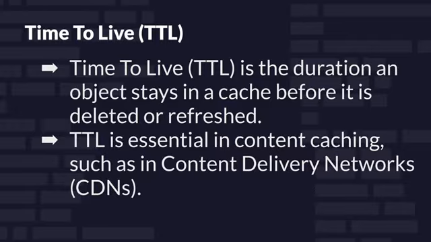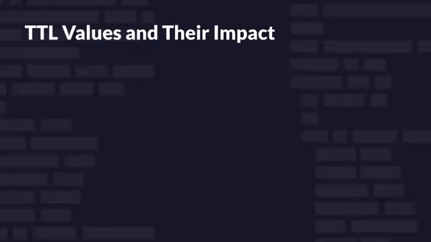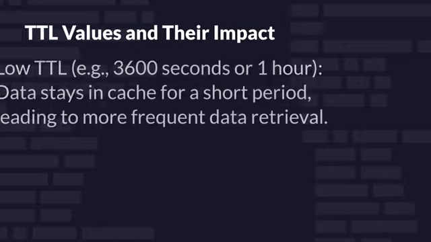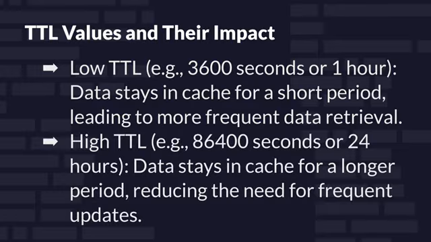TTLs are used for caching purposes, and the value is stored in seconds. If the TTL value is set to a low number, like 3600 seconds, the data will be stored in the cache for 1 hour. After 1 hour, a new version of the data needs to be retrieved. If the TTL value is set to a high number, like 86,400 seconds, the data will be stored in the cache for 24 hours. High TTL values cache your data longer and lessen the frequency for retrieving new data. This gives your website a performance boost by reducing the server's load, which improves the user's experience.